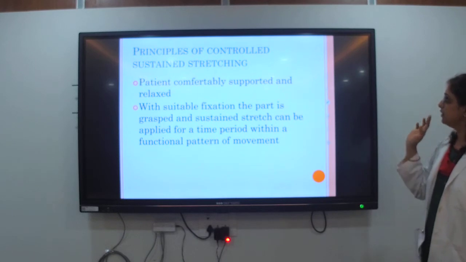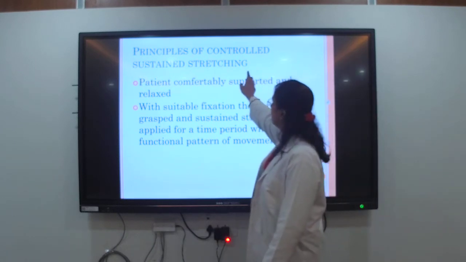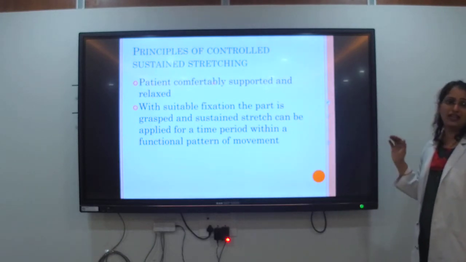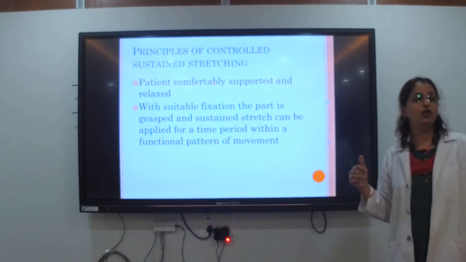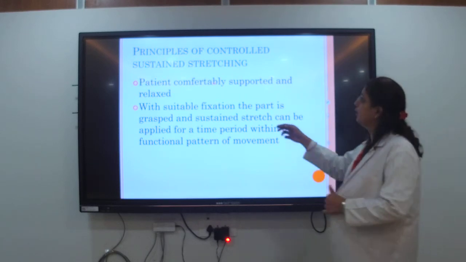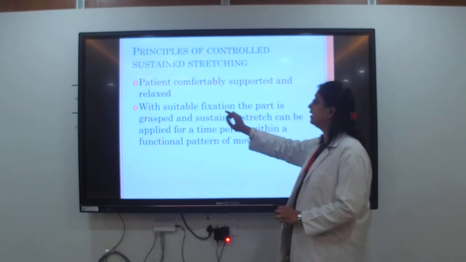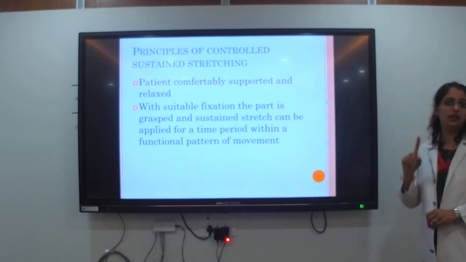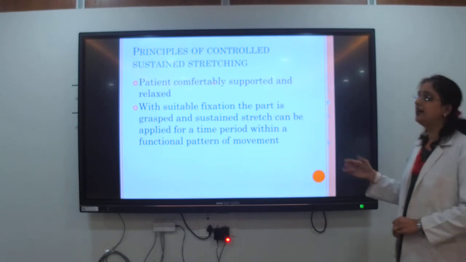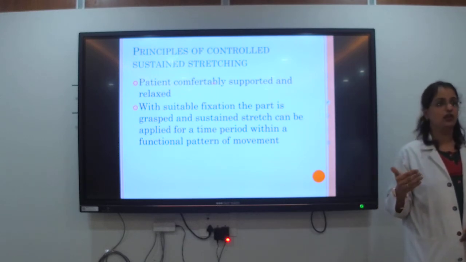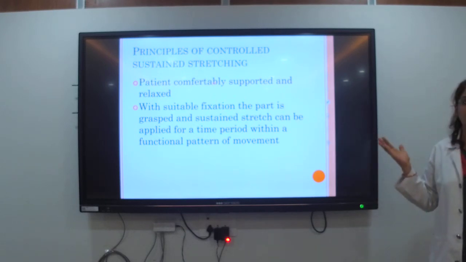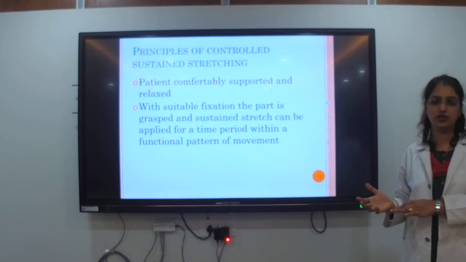Now principles. After that comes third, sustained stretching. Usually stretching is given to the muscles which are shortened. To give stretching, the first principle is the patient should be relaxed and comfortably supported. There are different types of stretching, which you will come to know next year. These types of stretching are given in different positions.